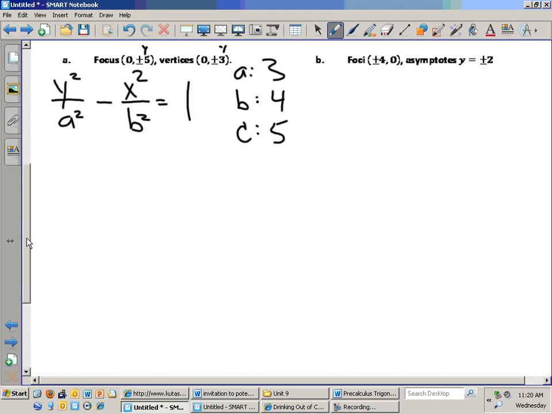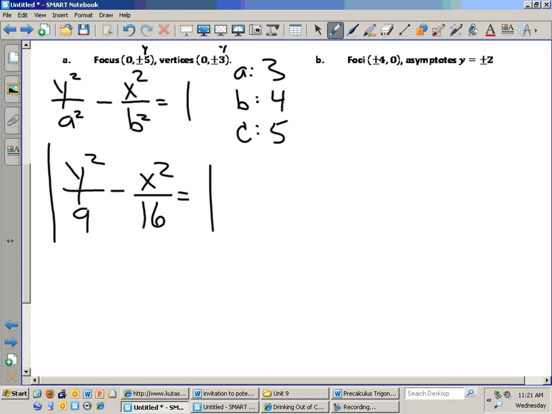All right, so here's what we have. It's time to fill in the blanks. This is pretty easy. y squared over 9 minus x squared over 16 equals 1. That's it. Any questions on that?